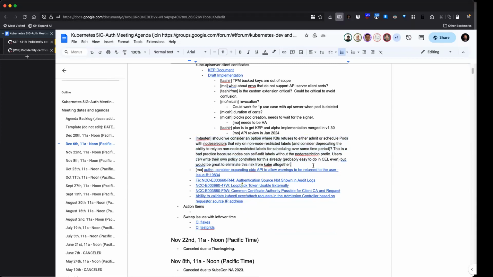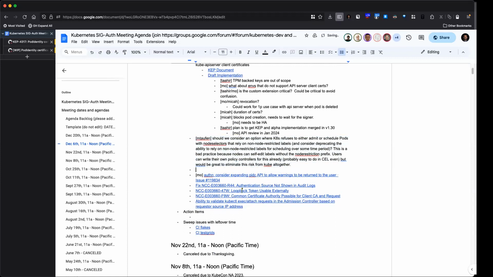Yeah, thanks. So for this one, I keep seeing people write scheduling policy against node labels that are not node restricted. And it's dangerous to do that because any node compromise can trivially update those and steer workloads. And I'm wondering if there'd be any interest in providing something built in that rejects scheduling policy if it's written against non-node restricted labels.